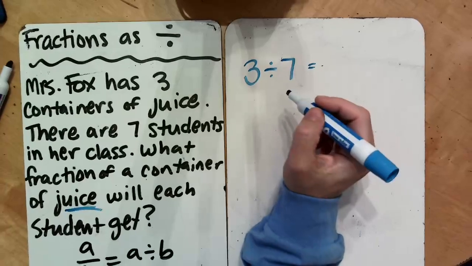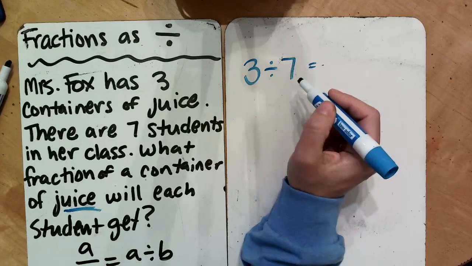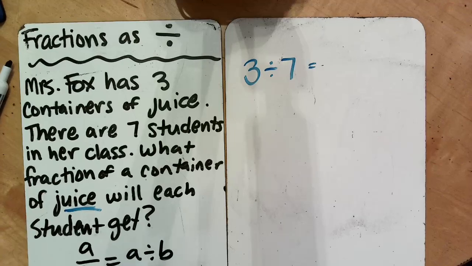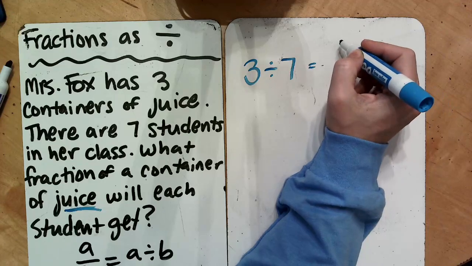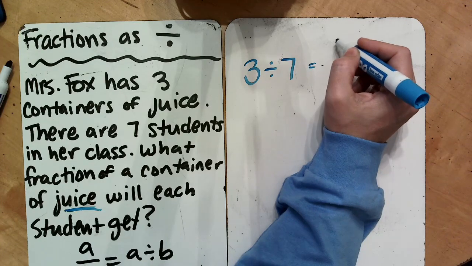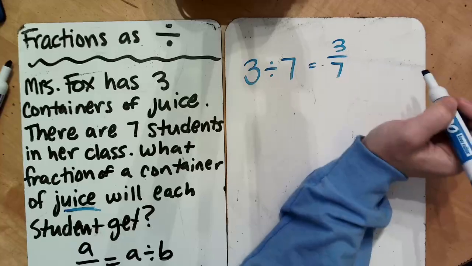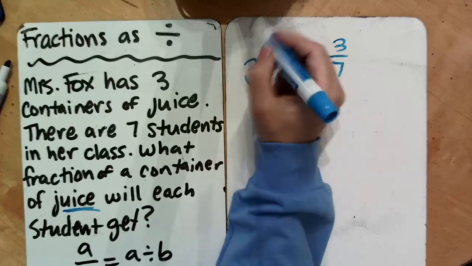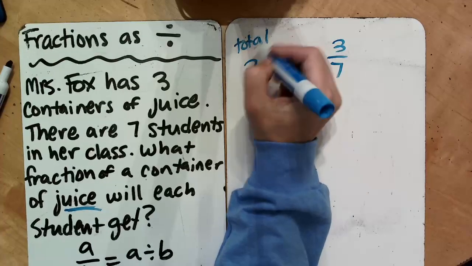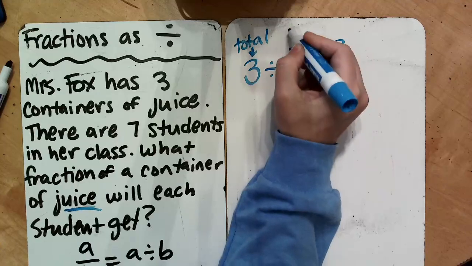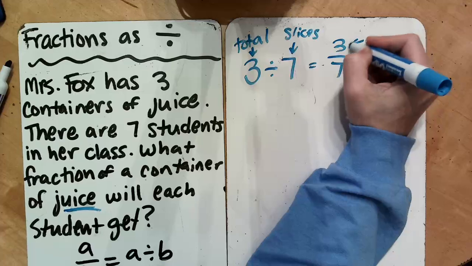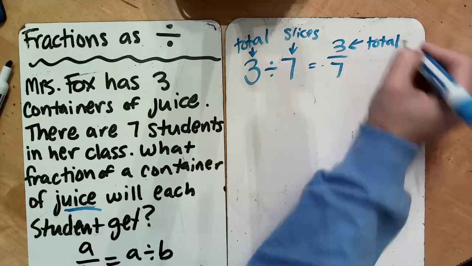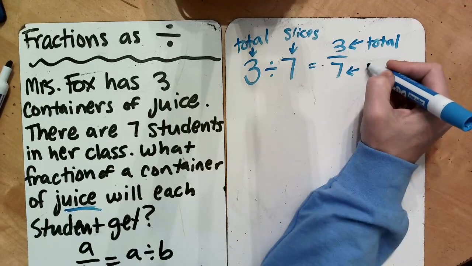So all we really need the students to realize is that we're going to be doing some division. You can use this equation here: A over B equals the same thing as A divided by B. So my answer is going to be 3/7. If the students can identify what the total is, the total amount that they have, and how many slices they're going to make, then they can figure that out here.